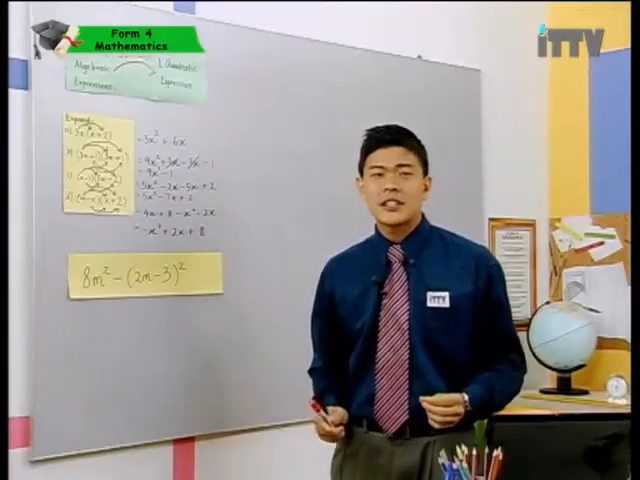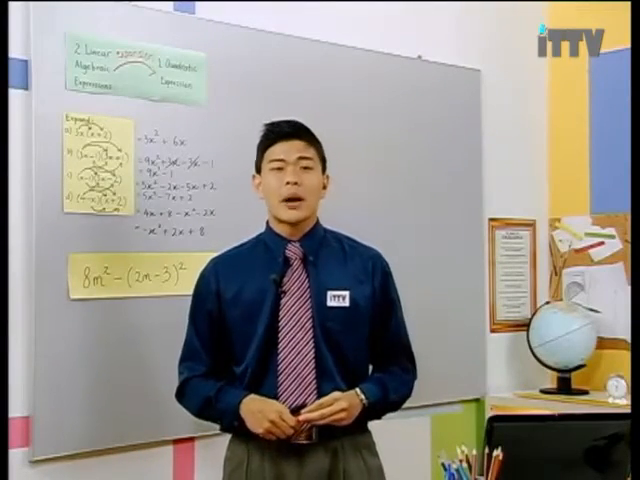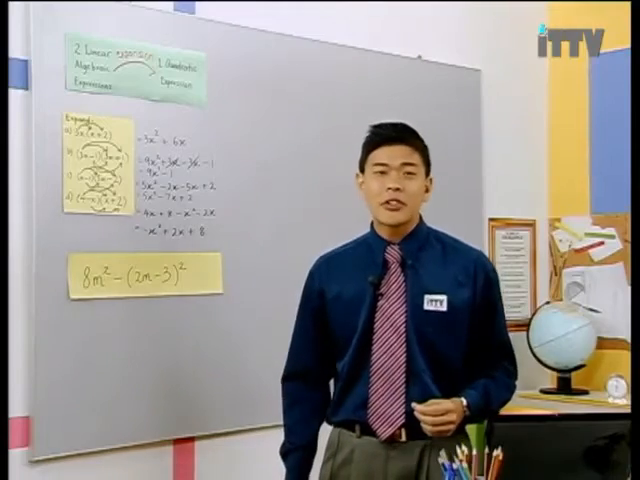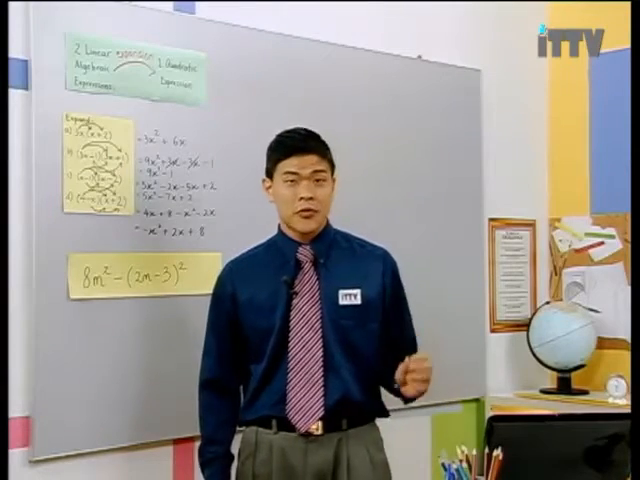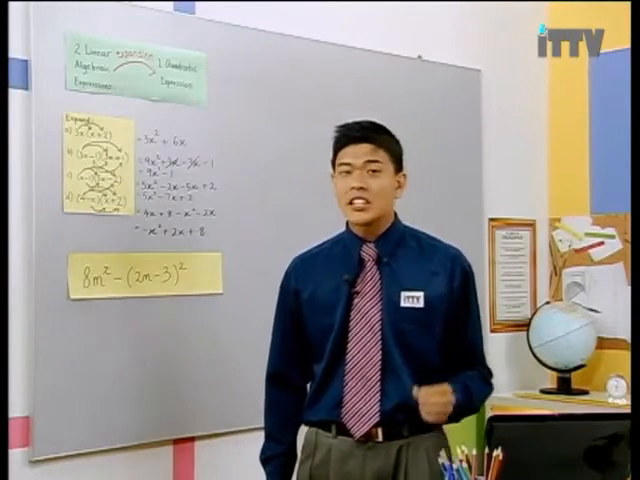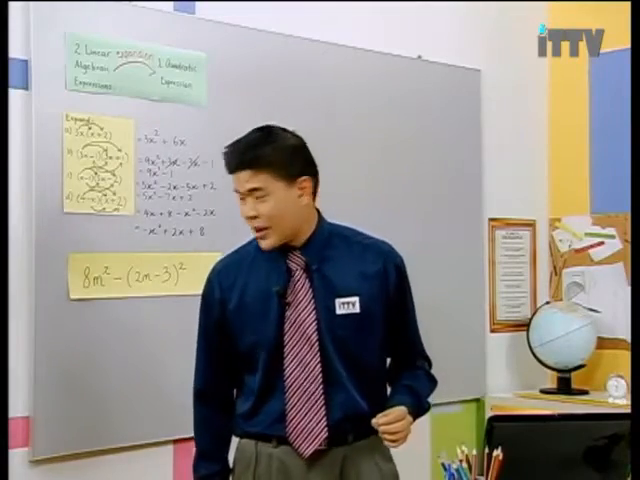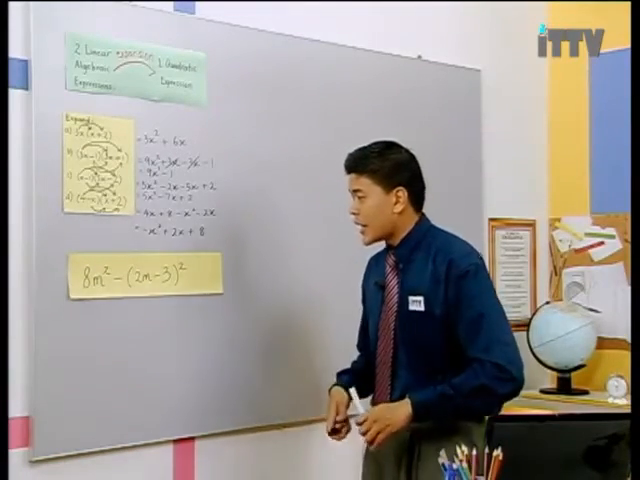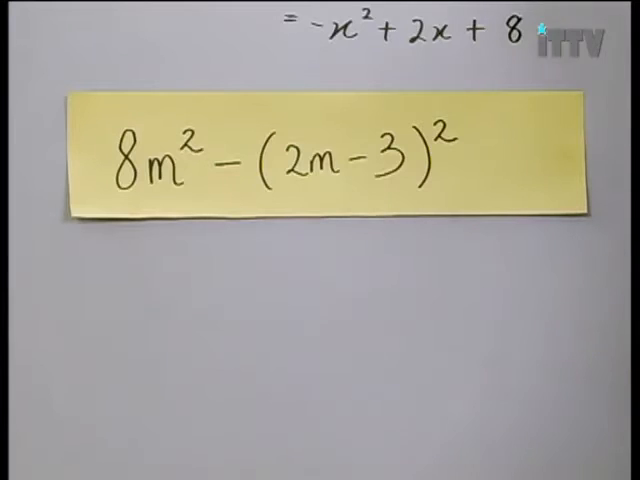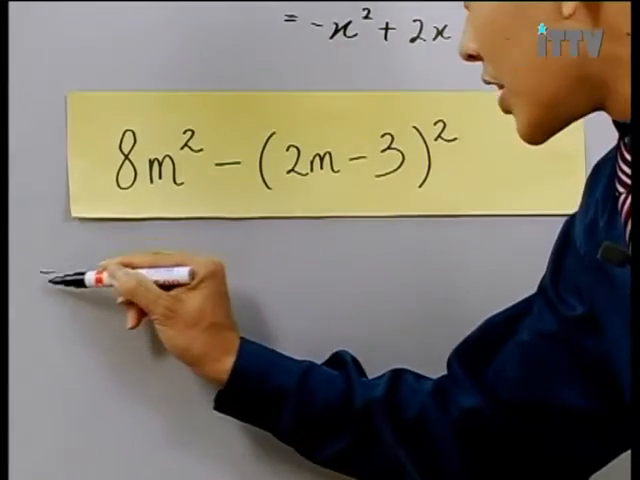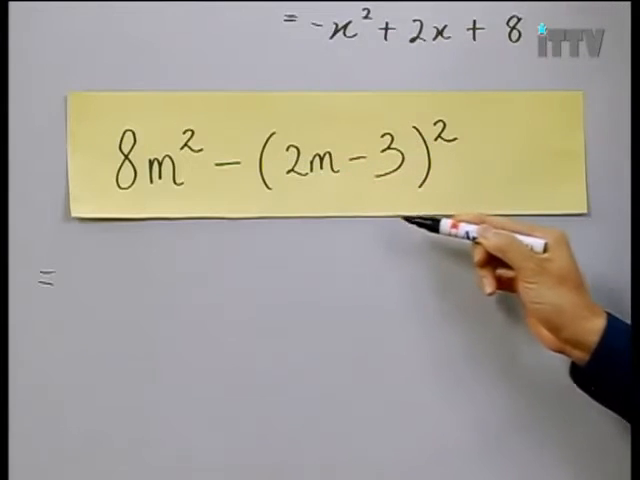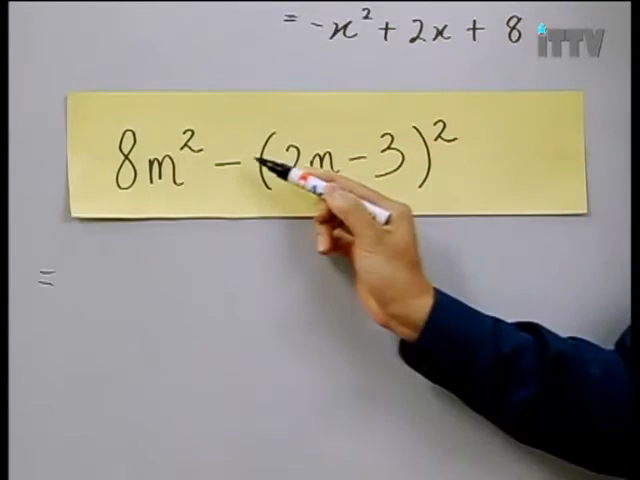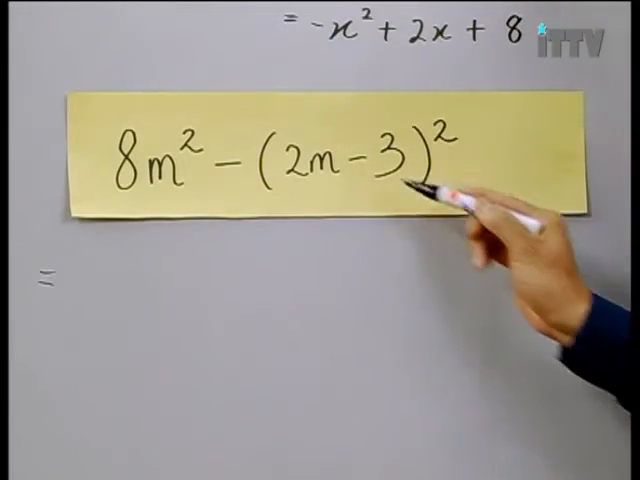When you look at the question and you are asked to simplify, it means you must expand and perform necessary operations such that the quadratic expression that you obtain must be in its simplest form. Alright, unless you get the simplest form, it is not the simplest that it can be. Now, look at this expression. You have 8m squared minus 2m minus 3 squared. Okay, first step, you have to expand this part, 2m minus 3 squared, because we cannot perform the operation of minus unless we expand this.